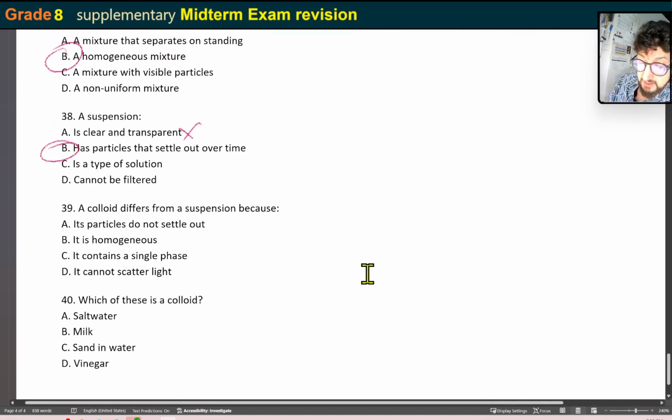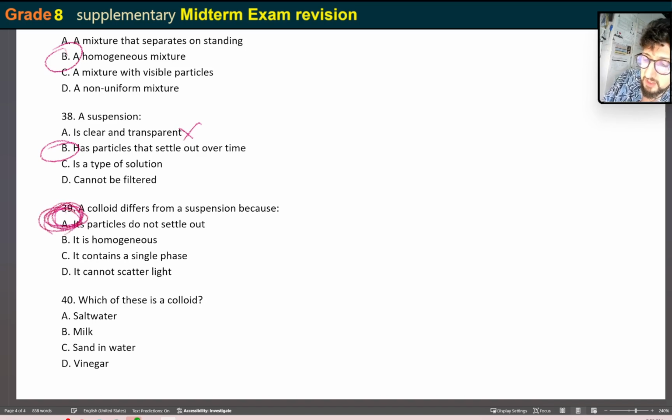A colloid, like milk, differs from a suspension because of what? The particles do not settle out. Is it homogeneous? No, it's in fact heterogeneous. It contains a single phase? It cannot scatter light? It definitely scatters light, and it doesn't contain a single phase. Don't worry about the meaning of that. It is that the particles do not settle out, unlike a suspension.